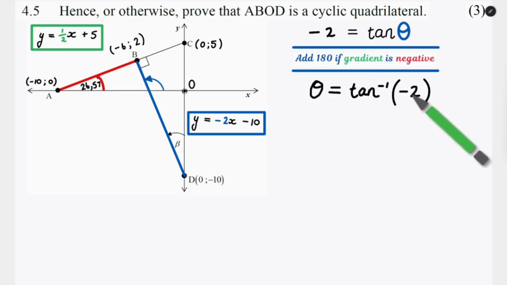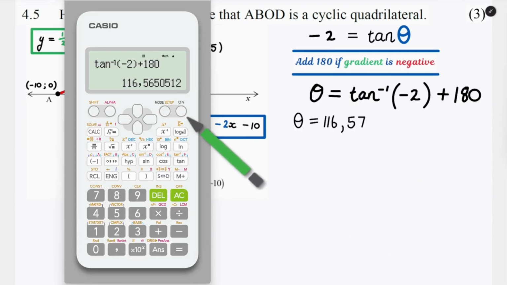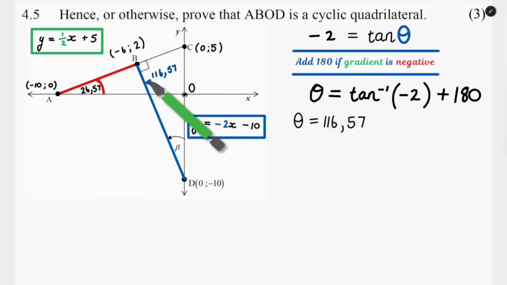And we are also going to see this small rule come into effect. Do you see how my gradient is negative? So in this line here, I've got to add 180 degrees. So that gives me the true angle of inclination. Okay, let's pump that into the calculator. So the calculator returns us 116.57 degrees. So now we know that this angle is 116.57 degrees.